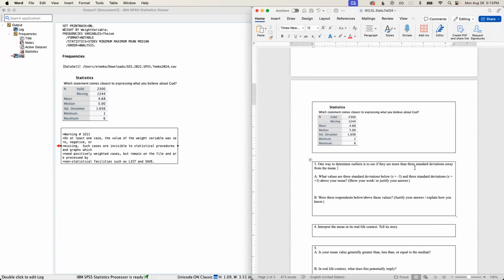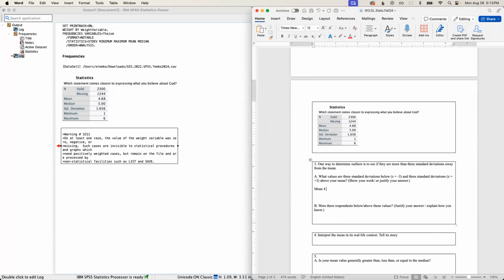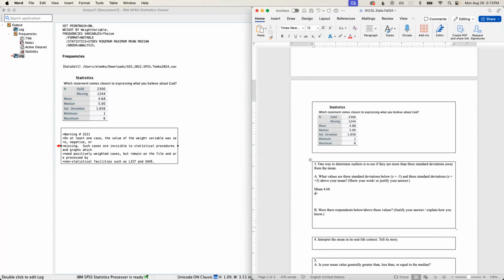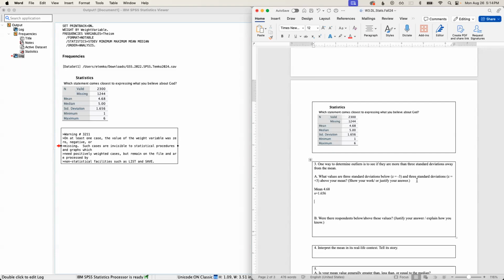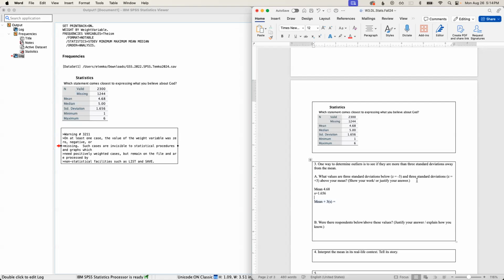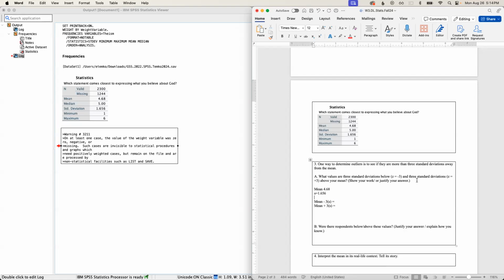Okay. One way to determine outliers is to see if they are more than 3 standard deviations away from the mean. What values are 3 standard deviations below and above my mean? Okay, let's see. My mean is 4.68, and the standard deviation is 1.656. So I could do this a couple ways. I could say the mean plus 3 times my standard deviation will give me the value for when z equals 3, right? Like for 3 standard deviations above. And I can do the same thing and just subtract that. So that's kind of the more algebraic way.